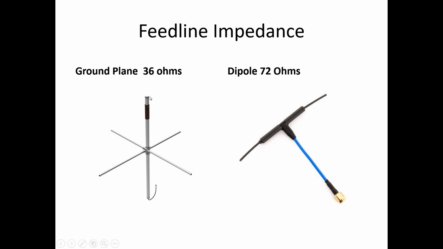Why do we deal with 50 ohm as ham radio operators? Well, our two most popular antennas are the ground plane, which, by a law of physics, has a characteristic impedance of 36 ohms, and a dipole antenna, which, by laws of physics, has a characteristic impedance of 72 ohms. 50 ohms was somewhere in the middle, and that's why that was selected.